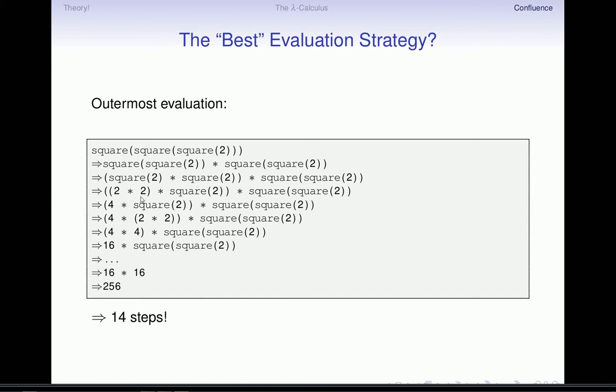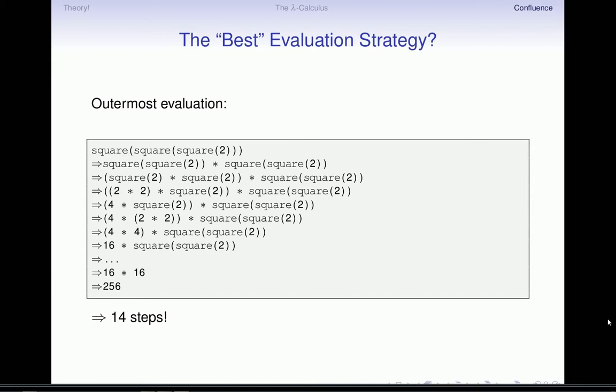Again, we pick the outermost term, which is 2 times 2, reducing to 4, multiplied by square 2, multiplied by square of 2. We evaluate the next square of 2, which is 2 times 2 times square of 2, finally yielding 4 times 4 in the next step, which we can now evaluate here, getting 16 times square of 2, and there are a couple of other steps after which we finally end up with 16 times 16, which is 256.